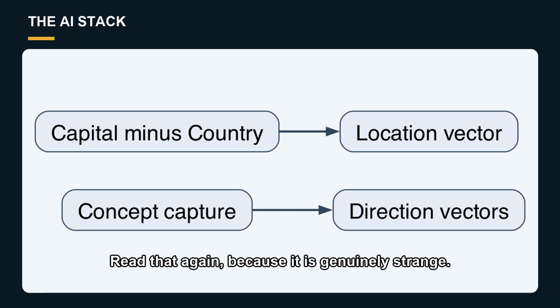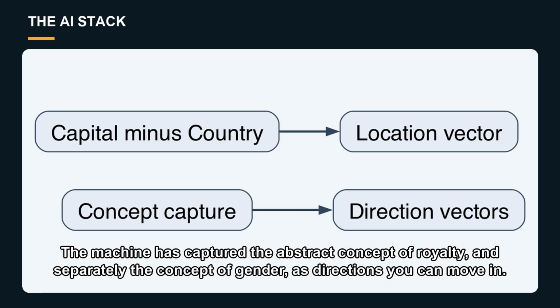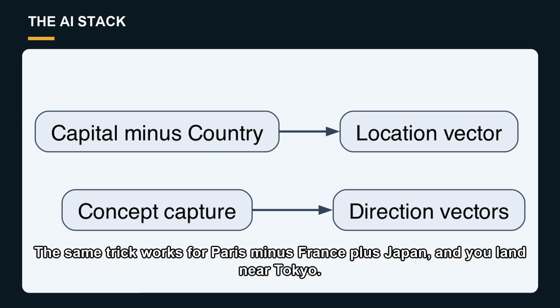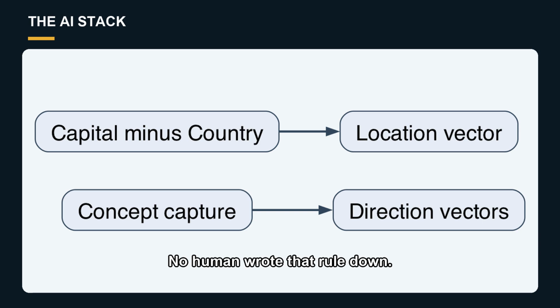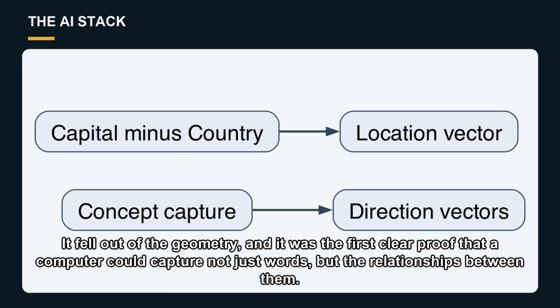Read that again because it is genuinely strange. The machine has captured the abstract concept of royalty, and separately the concept of gender as directions you can move in. The same trick works for Paris minus France plus Japan, and you land near Tokyo. It has learned the relationship of a capital to its country as a direction in space. No human wrote that rule down. It fell out of the geometry, and it was the first clear proof that a computer could capture not just words, but the relationships between them.